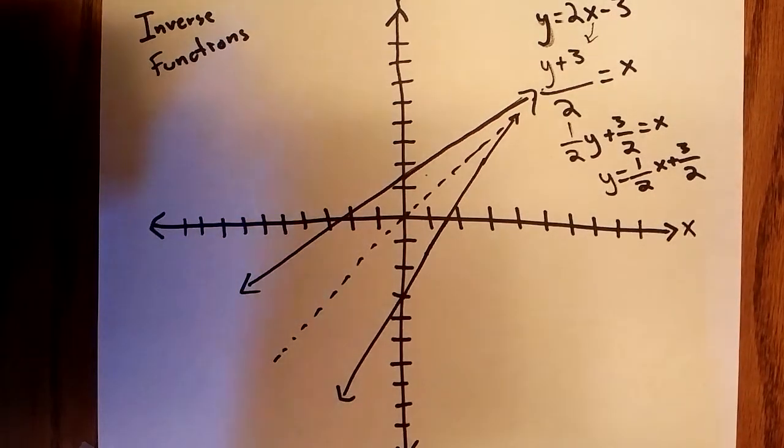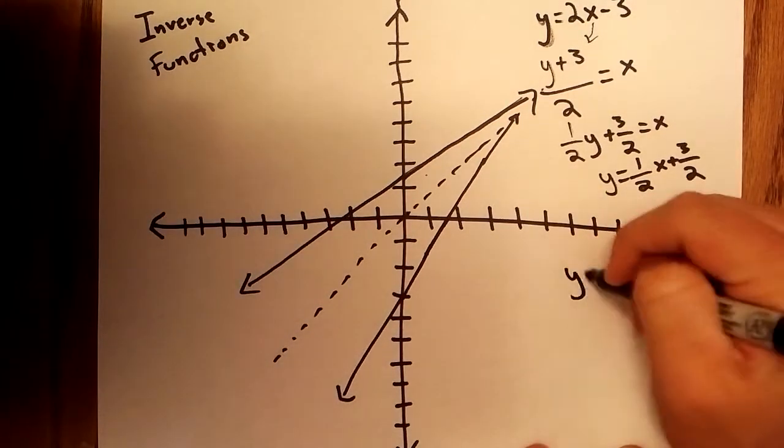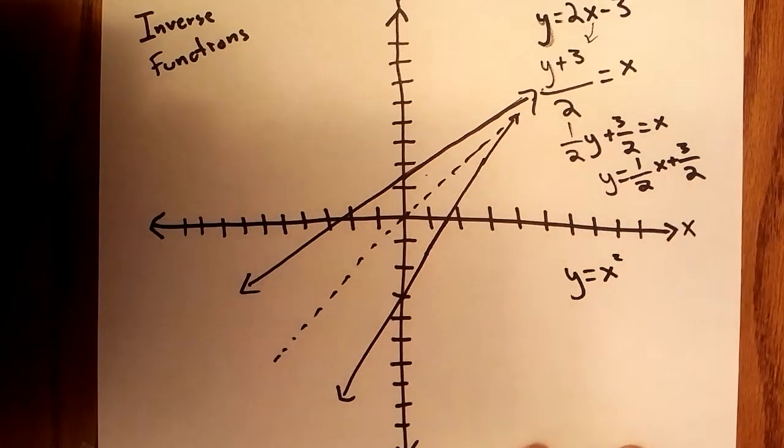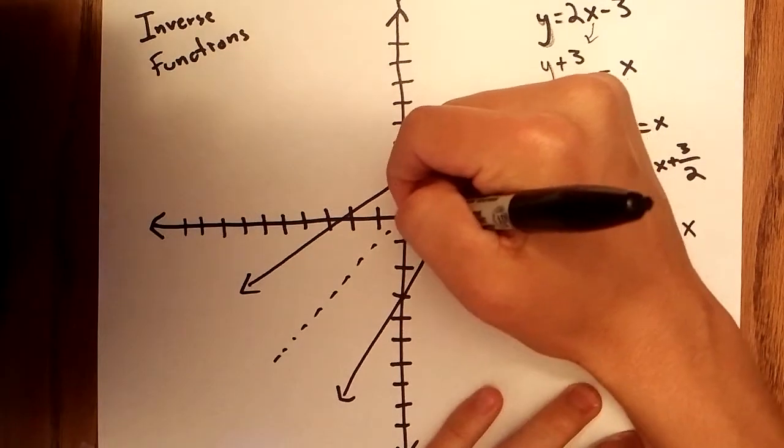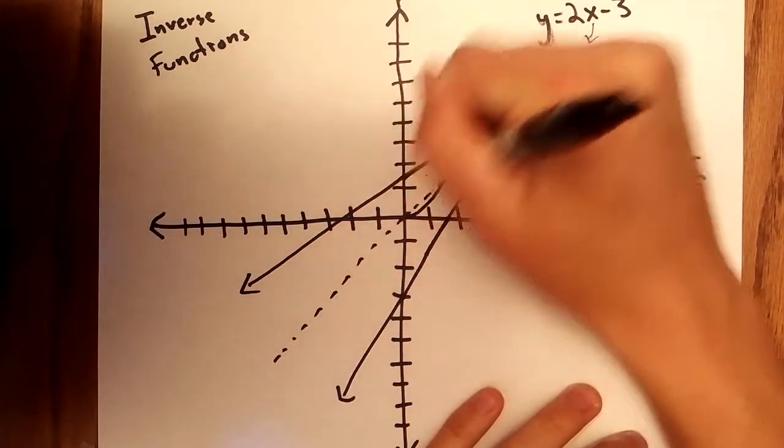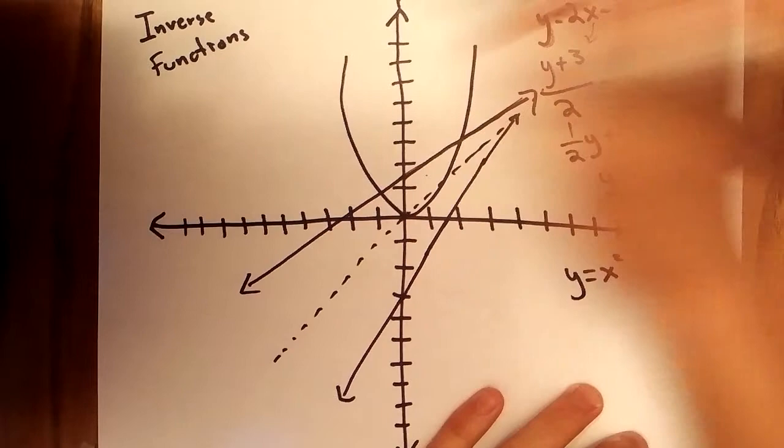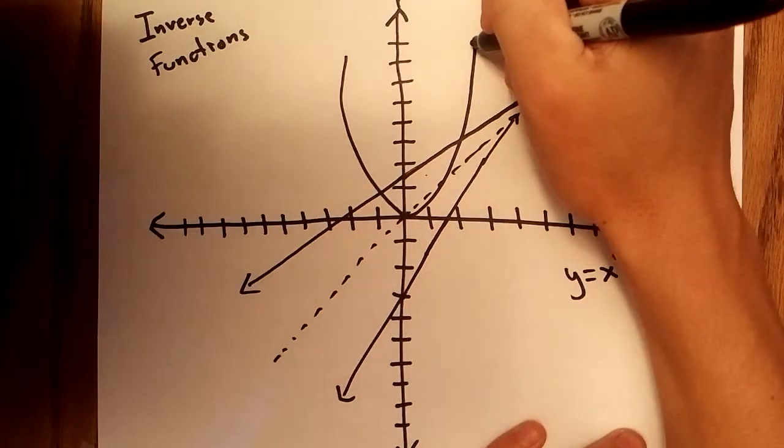So now I have to ask you this: does y equals x squared have an inverse function? Well, we should graph that right now. Sorry, this is going to get a little messy, but this is roughly that graph right here. y is equal to x squared.